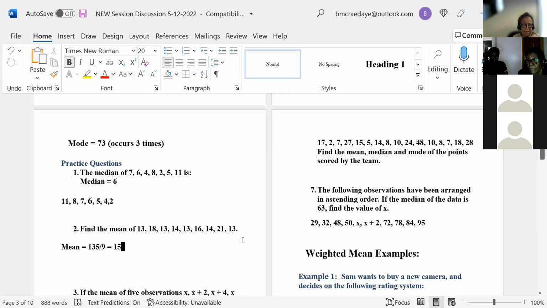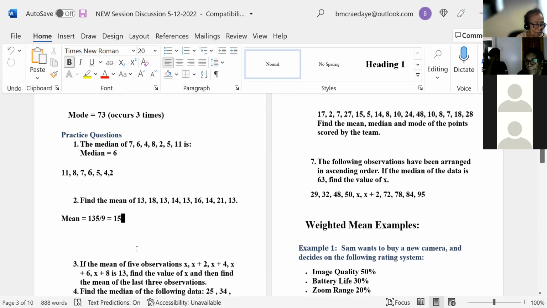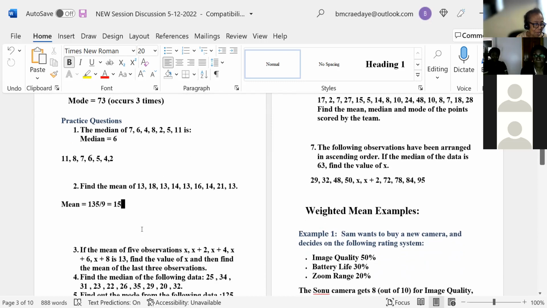Now divide that by 9. 135 divided by 9, enter. What do you get? 15. That's it. That's the mean, Alva. Okay. You got it. That's the mean, 15. Okay. Any questions on number 2? Everybody got that, right? Yes, miss. The total, 135 divided by 9 items. That's the mean.